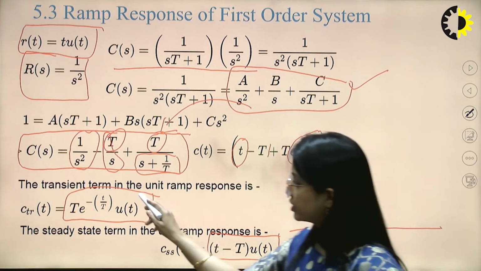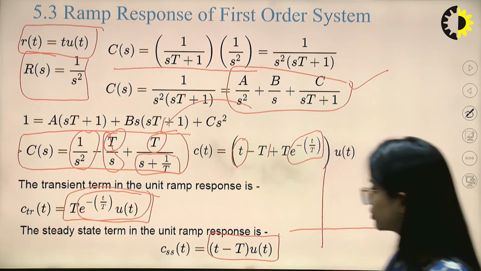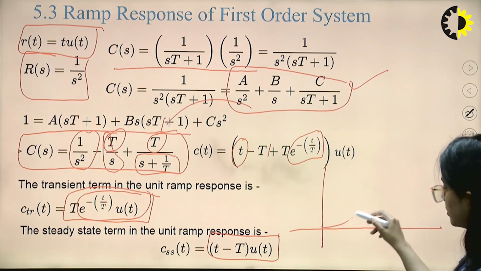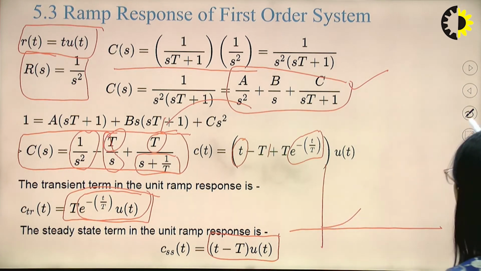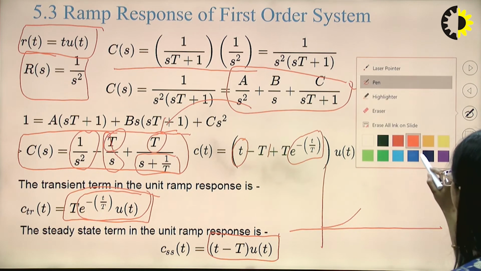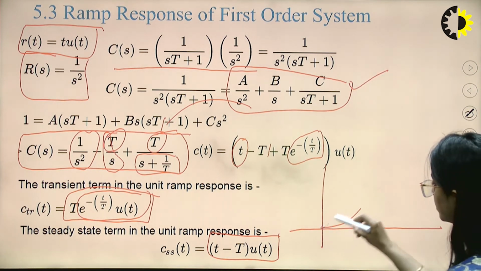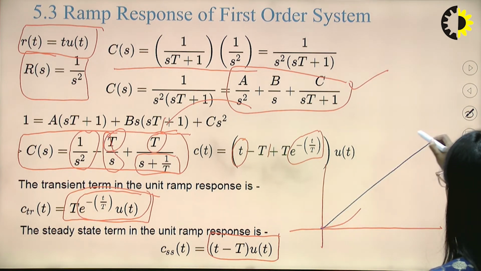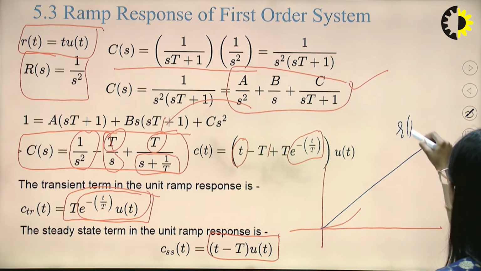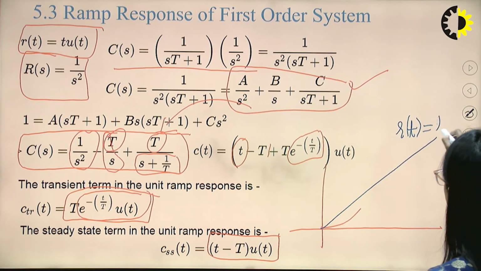This term will give us e raised to the power minus t/T. Let's say I'm drawing the input with the help of blue color. This is r(t) equals t, and then the output with red color.